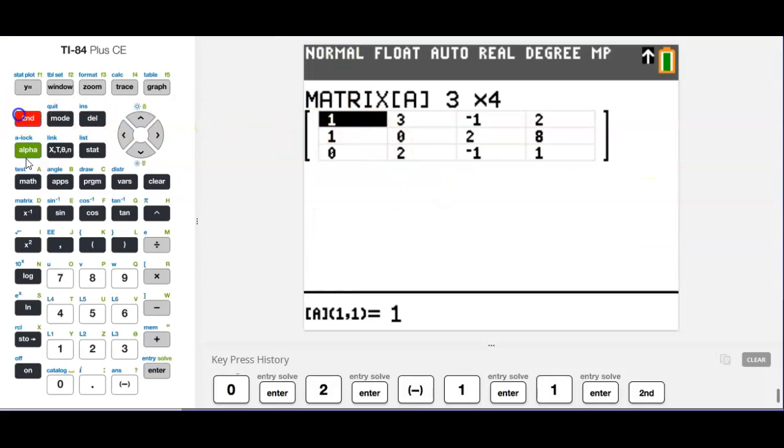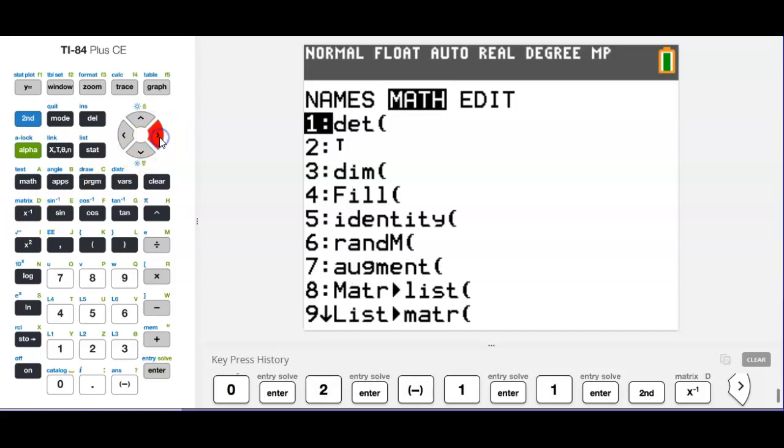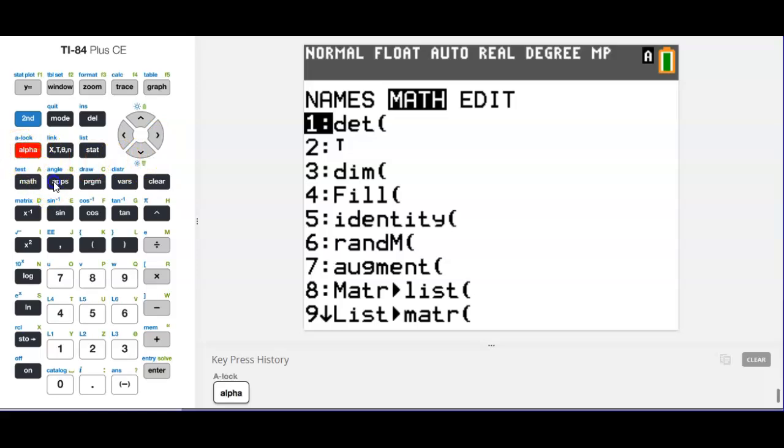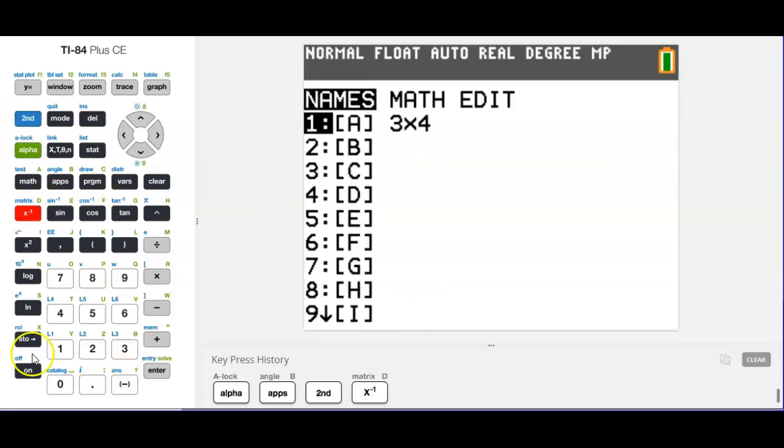All right, so I'm going back to the matrix menu. It's on names. I don't want names, I want math. RREF does not appear here. It's all the way down at B. So I'm just going to type alpha B, but you could have used the arrows as well. Now, I'm not on the home screen here, right? So this takes me right back to the home screen. So now what I'm going to do is just pull up matrix A from the names menu.